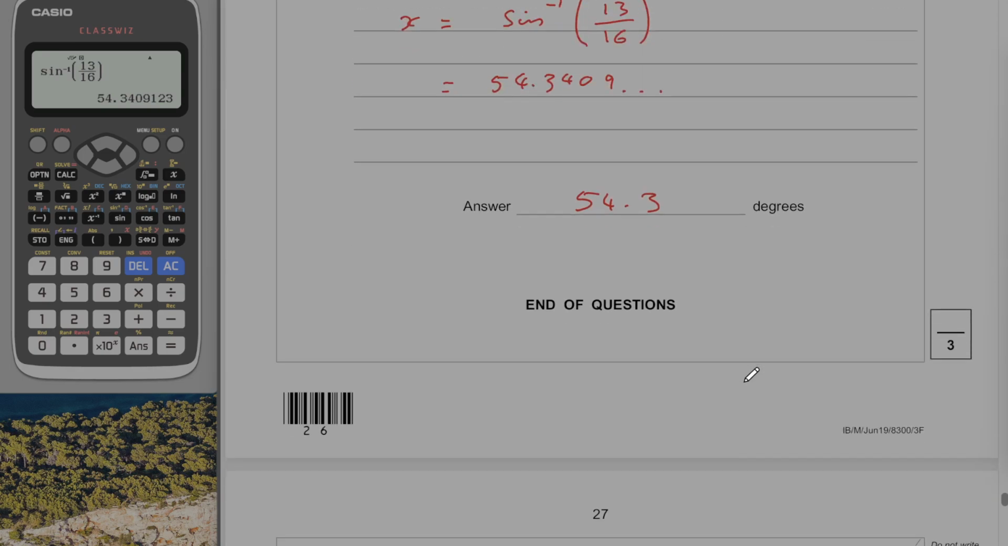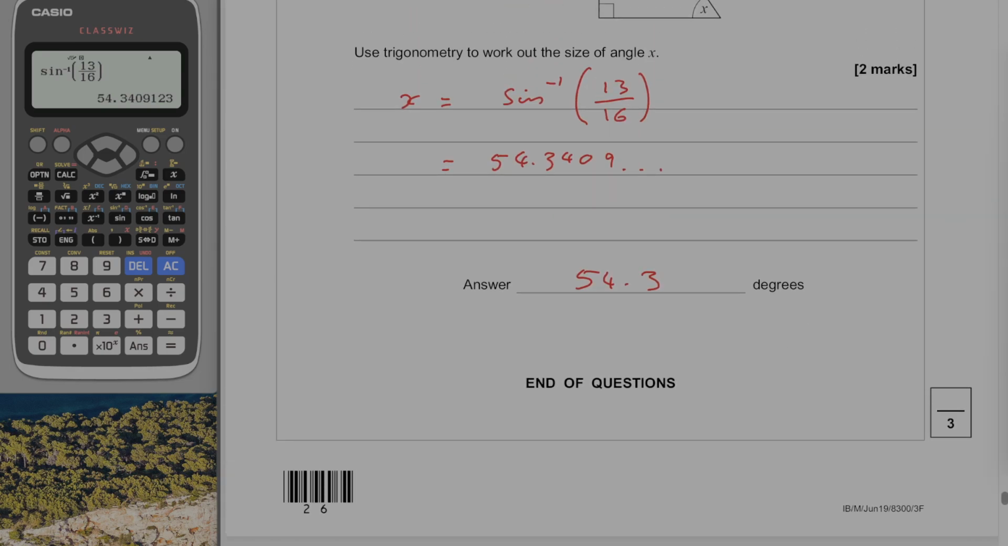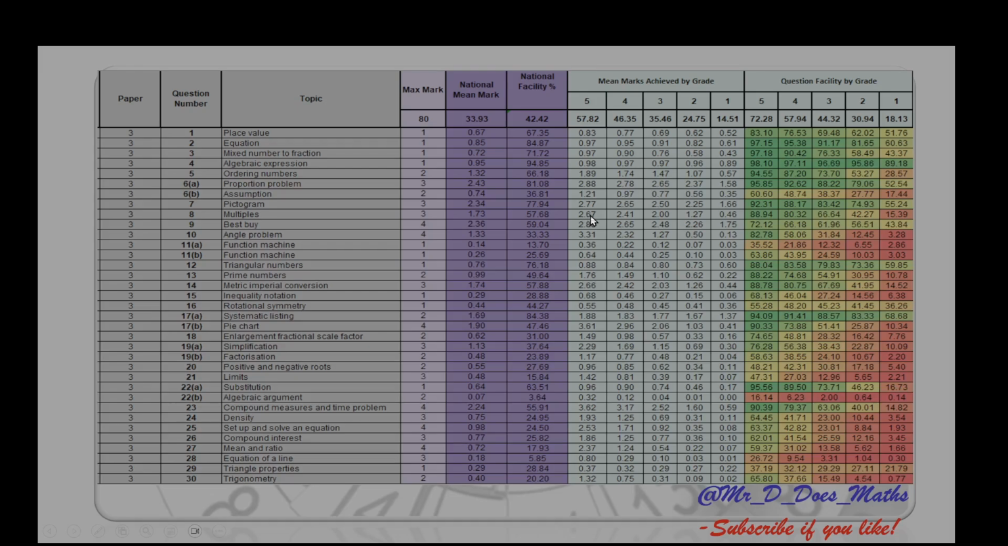And that brings us to the end of the paper. Right. And again, I'll bring up the question level analysis, see how you did on that. Again, that gives you the average mark for grades at the top over here. And that refers to how complex the questions were. Question facility by grade tells you, for example, a grade 3 student on average got 2 marks, 2% of the cohort got marks for this.